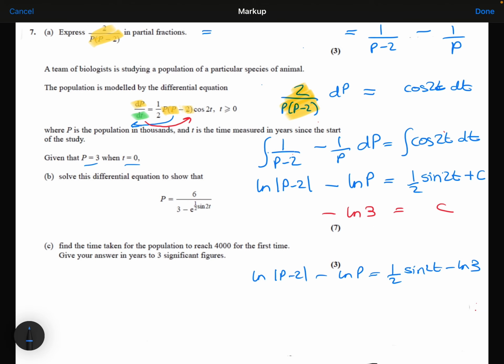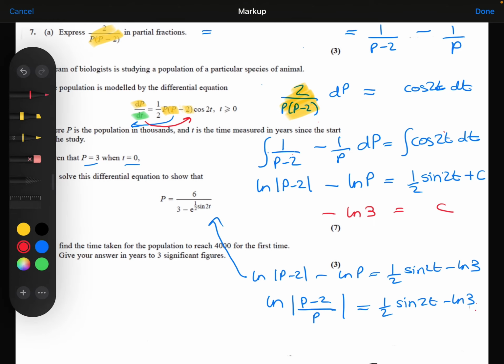Right, I now just need to rearrange this to make it look like this. I just want to make the p the subject. So first, let's use the laws of logarithms to combine these two logarithms together. It's subtract at the moment, so I'm going to write this as ln of p minus 2 divided by p. Now I have a single logarithm, so I can do e to the power on both sides.